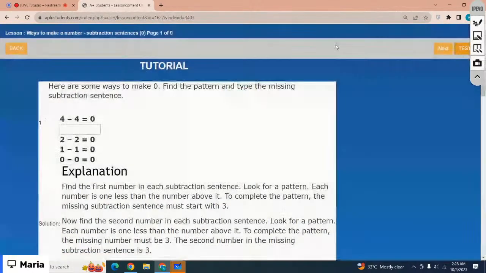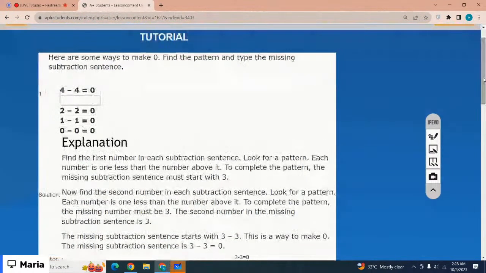Okay, just look at the example. Here are ways to make 0, right? So to make any number, you have so many ways, right? If you need to make 0, here is just some of the ways, right? Okay, here are some ways to make 0. Find the pattern and type the missing subtraction sentence.